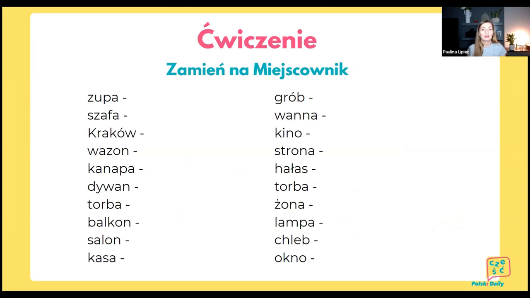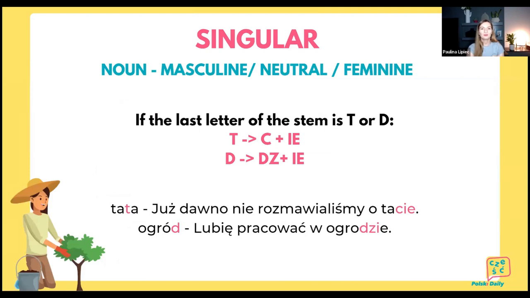You can pause me now. You can just copy, write your forms. It shouldn't take you too much time because all of these words have this very basic last consonant. So you're just adding je. Here you have the answers. You can check it out. And we're moving to another rule.